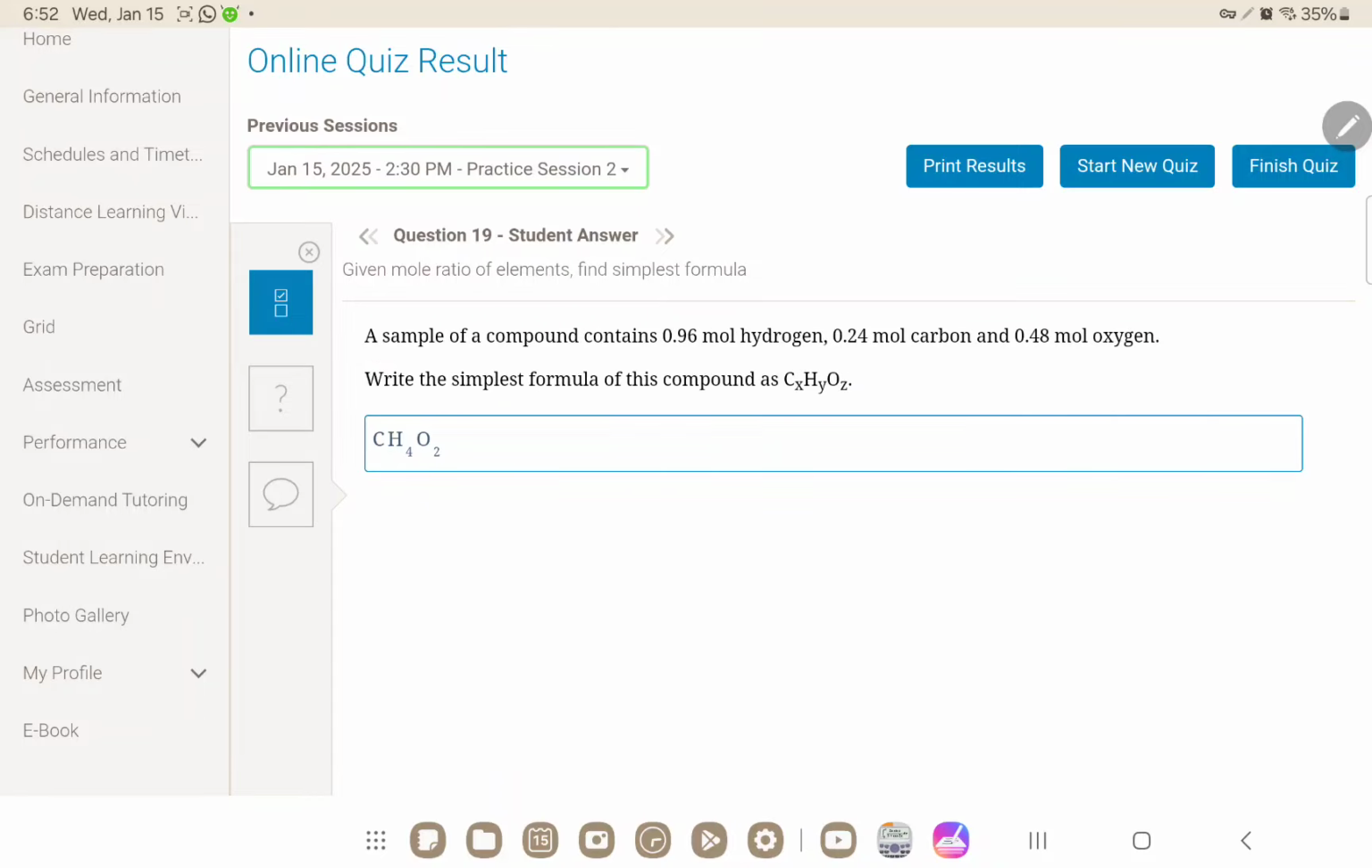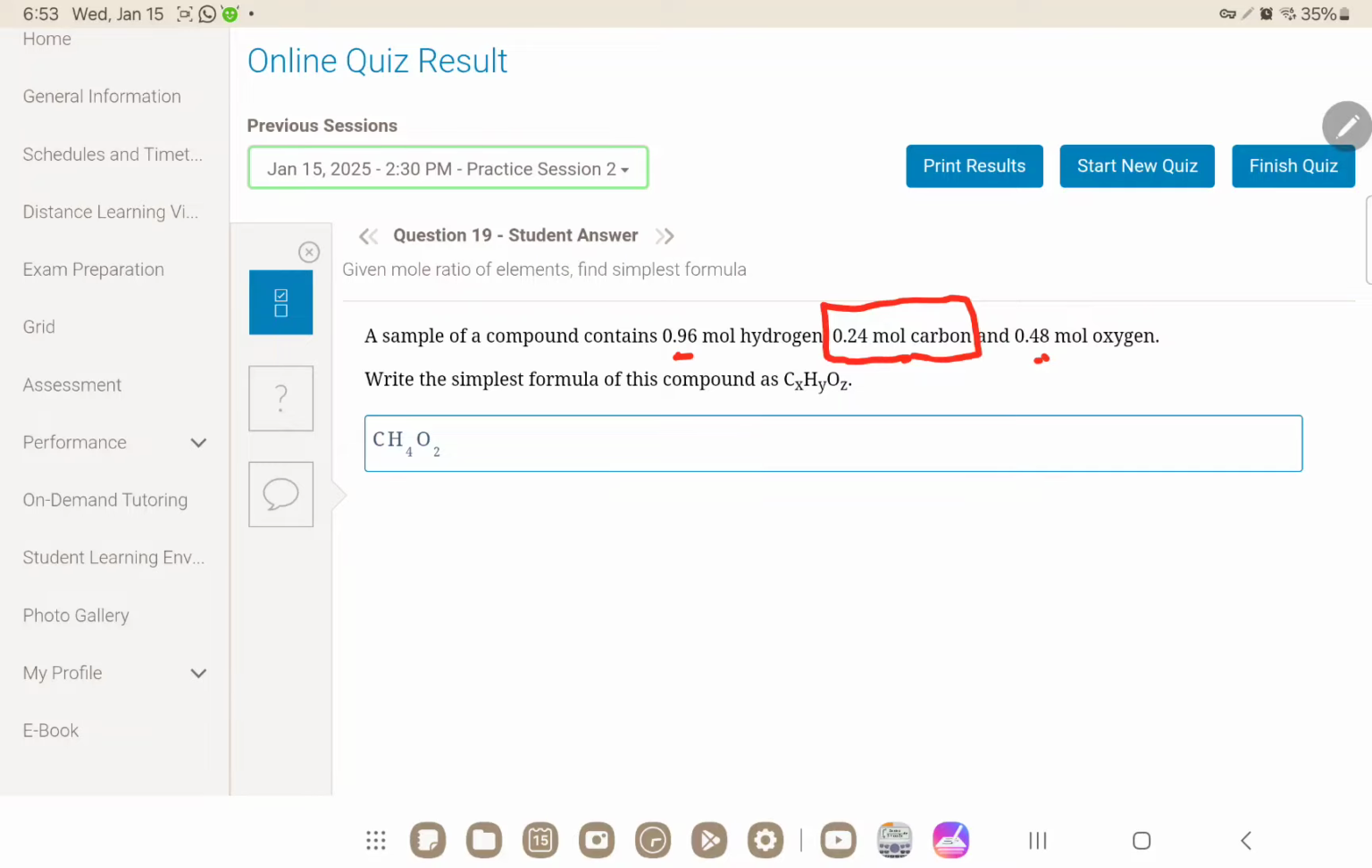Okay, so here we have another mole question. Here you can't use that method, because that was only for when you had 2 elements. Here you have 3. What you do here is you have to look at all your moles. Then you find which element has the least amount of moles. Between 0.96, 0.24, and 0.48, of course it is 0.24, and that is for carbon.